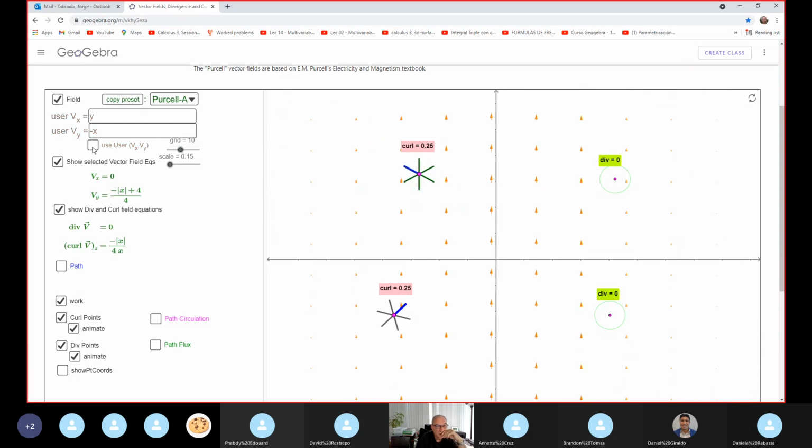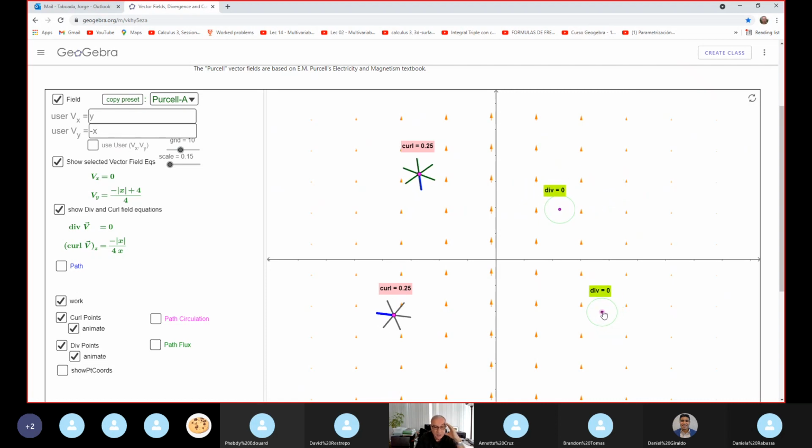Okay, look. This is the vector field, 0 and minus absolute value of x plus 4, divided by 4. The divergence is 0. And the curl is this expression, you know, minus the sine function. This is the sine function. The divergence is 0 at any point. Source free.